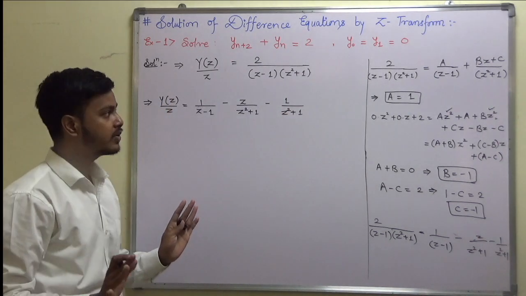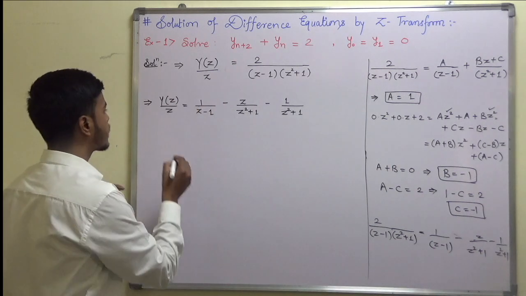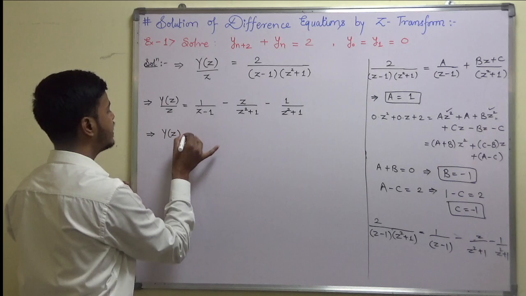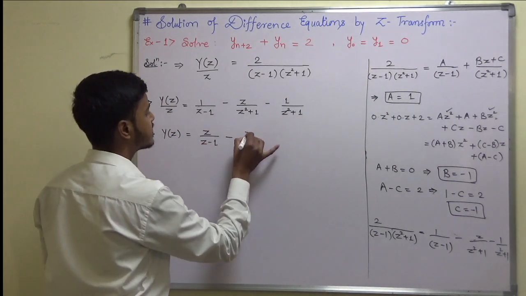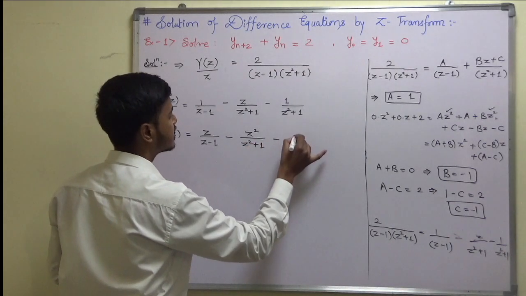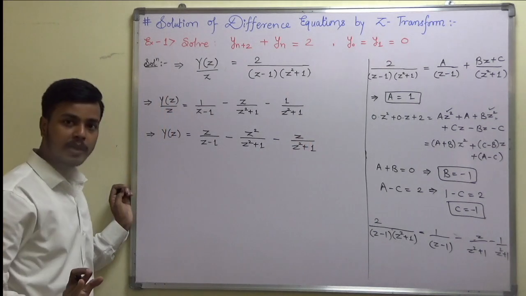Any doubt up to this? We have solved this partial fraction here. So now multiply this z to the right. So this is y of z equal to z upon z minus 1 minus z square upon z square plus 1 minus z upon z square plus 1. Is it okay up to this?